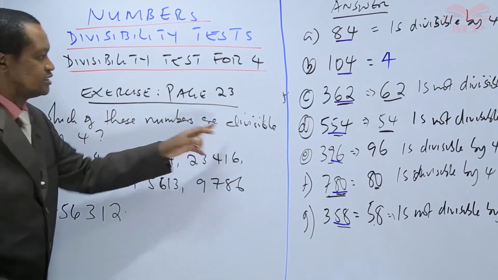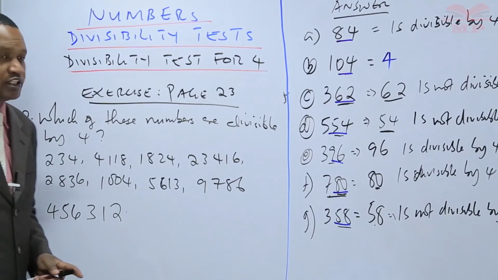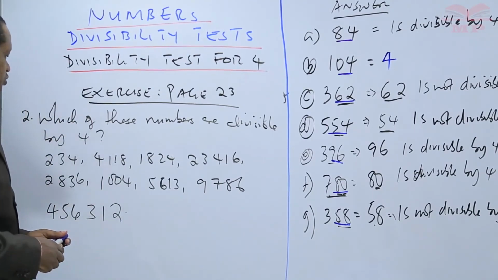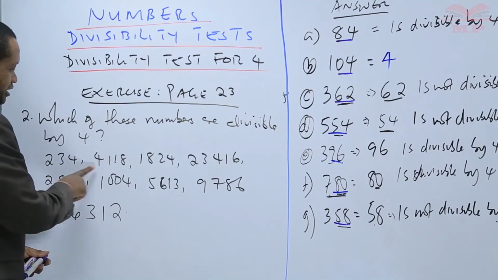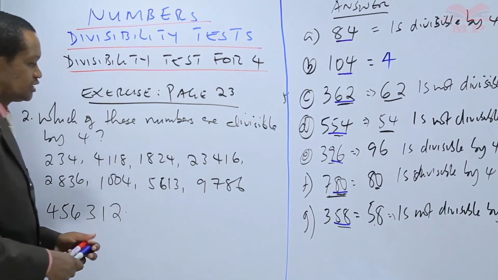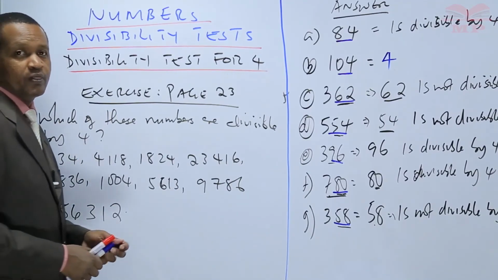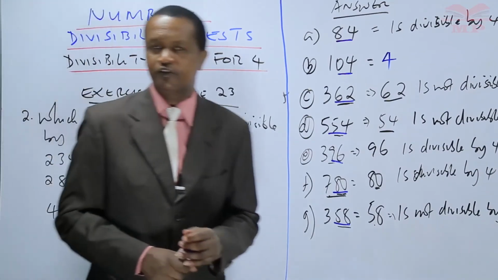So go and carry out divisibility tests for these numbers. Which of these numbers are divisible by 4? And just to remind you, you will be considering the last 2 digits. Check the number formed by the last 2 digits, then see if the number is divisible by 4.